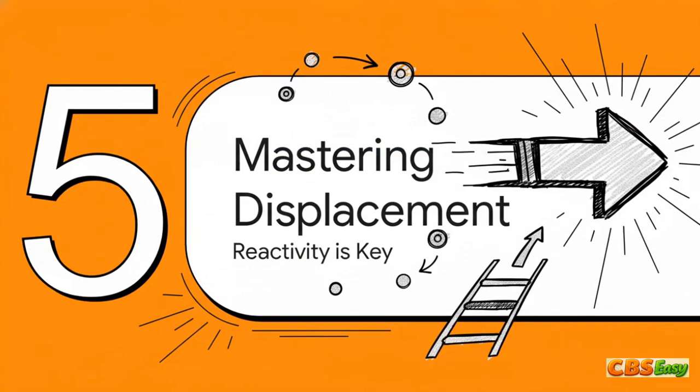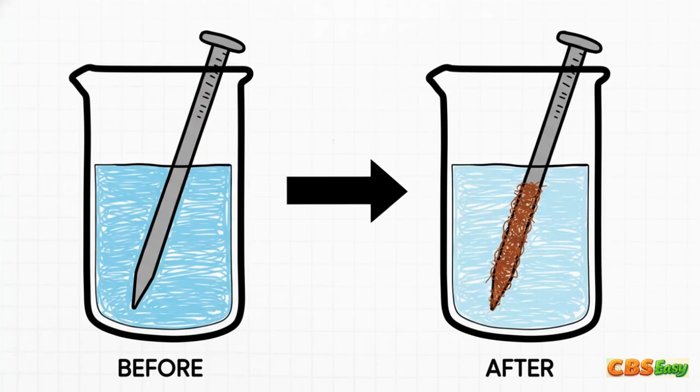Okay, we're on to our fifth and final major question type, mastering displacement reactions. Honestly, this entire concept boils down to just one simple idea: reactivity. It's all about which metal is more reactive. You've definitely done this experiment, the one with the iron nail in the blue copper sulfate solution. So what's actually happening? Well, iron is more reactive than copper. It's stronger, you could say.